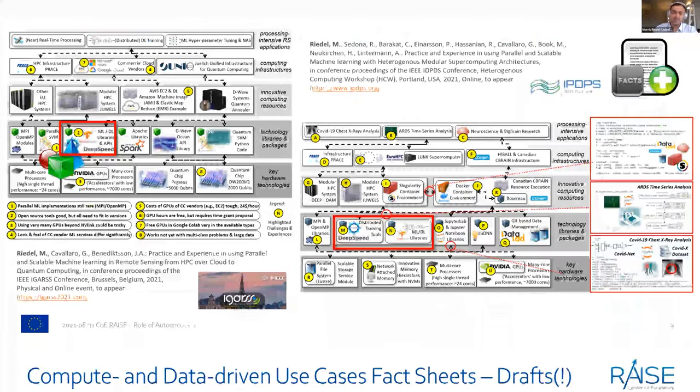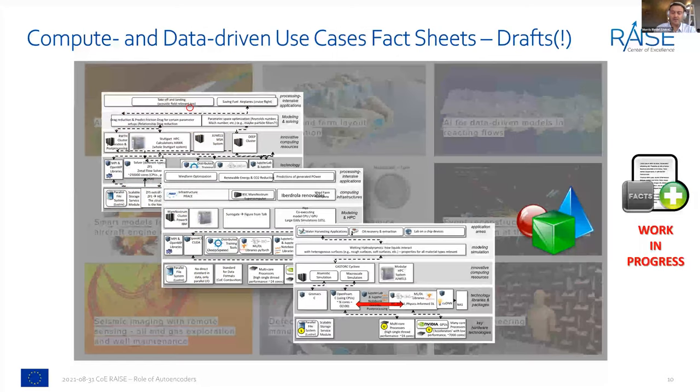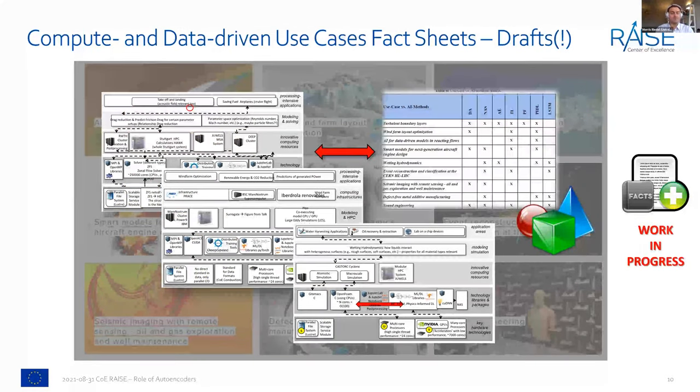Now, when you go through all the different fact sheets, which are still work in progress in our project, you come to a matrix, something we also did in the beginning of the project, to think about what are those different AI methods we really need for all the different use cases. And you see here a matrix which was developed very early on in the project.